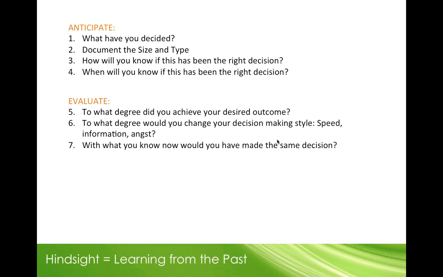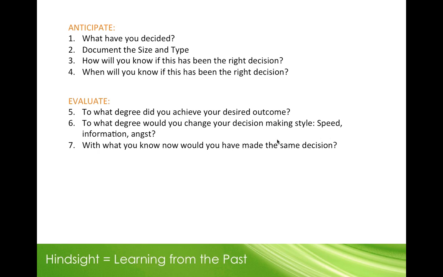And then we need to ask, well, to what degree would you change your decision-making style? Did we make it too hasty? Should we have made it before? Did we get too much information? Did I have too much angst around it? Maybe I should have done it before. That's the sort of data we're looking for.